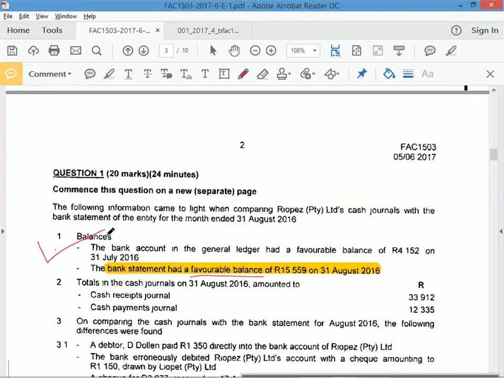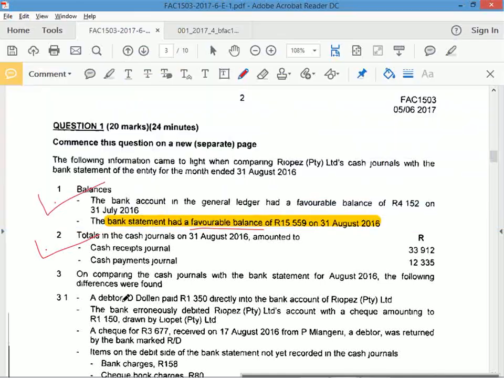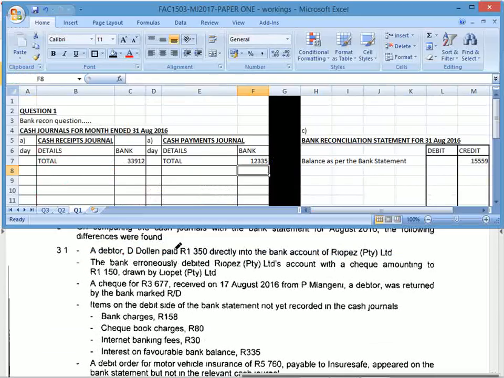Now you've looked at number 1. Number 2, totals in the cash journals. Where do they go? They go here. You need to start with something. In the cash receipts, you had a total of 33912. In the cash payments, you had a total of 12335. Got that? There's the totals. You need to start with something. Make sense? Great.